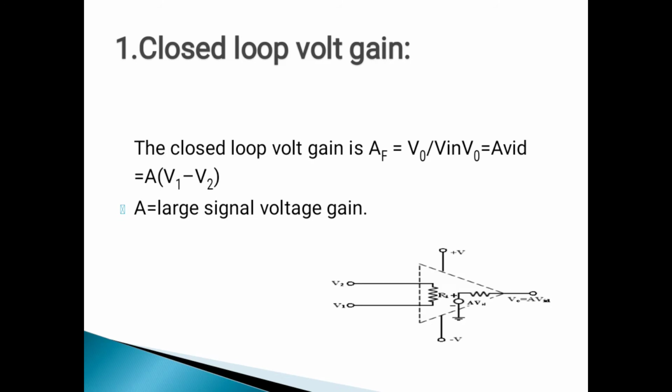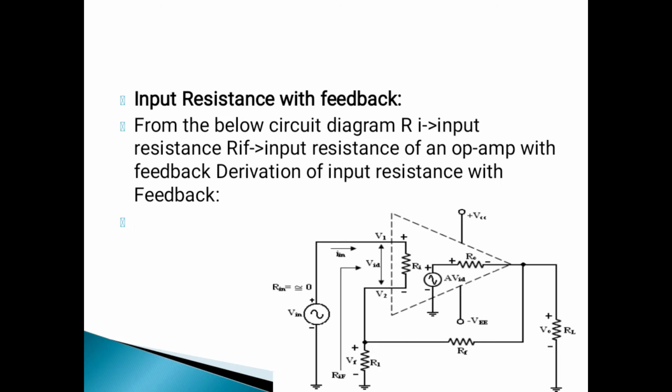Closed loop voltage gain. The closed loop voltage gain AF is equal to V output divided by V input. Here V output is equal to A times V difference, which is equal to A times (voltage 1 minus voltage 2). A is large compared to the voltage gain.